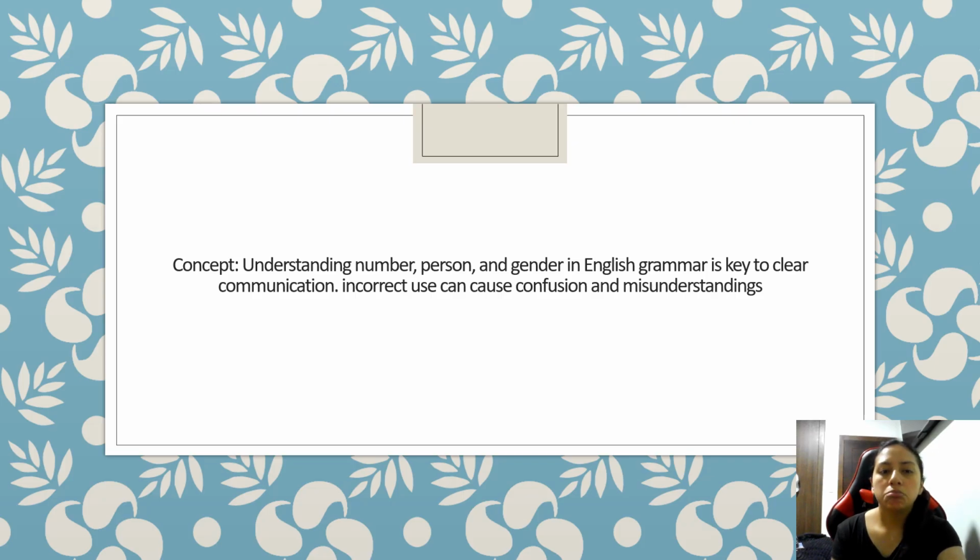They play important roles in how we understand meaning. When these grammatical features are used incorrectly, the meaning can become confusing or misleading. For example, mixing singular with plural forms or confusing gender pronouns can change who or what the sentence refers to, making communication unclear or even causing misunderstanding.